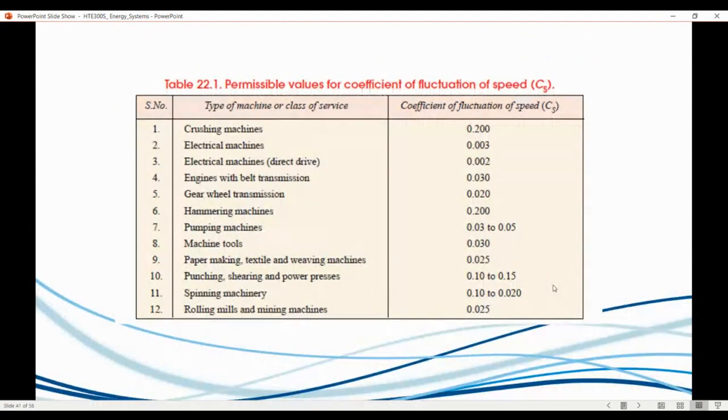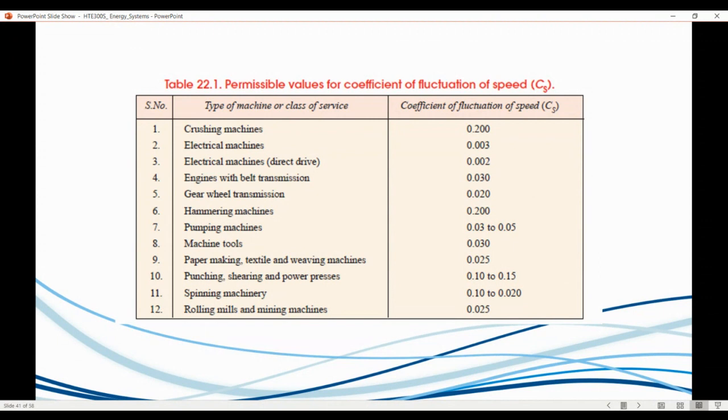Okay, again, talking to the coefficient of fluctuation of speed, it should have been up. Different machines have different fluctuation of speed. I should have mentioned the slide before, sorry. But yeah, electrical machines have a very small fluctuation of speed. Arguably that could have been a slip. Electrical machines 0.003. Machine tools have about 0.03.